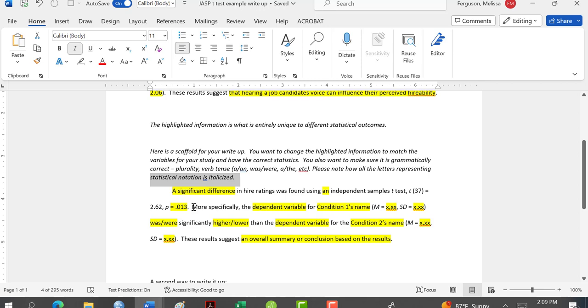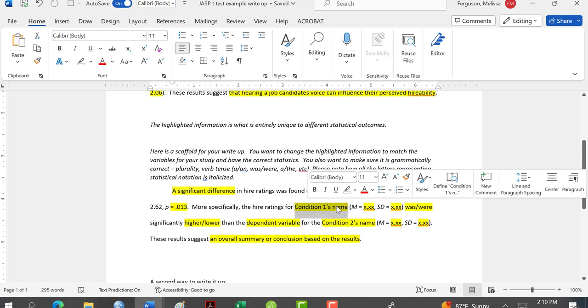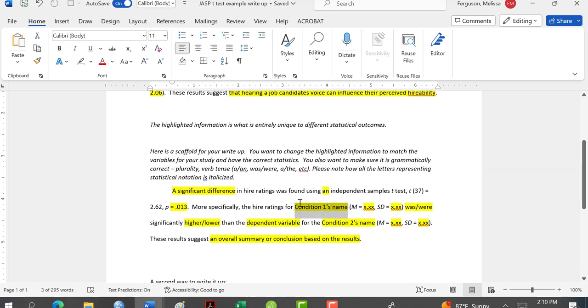Now, this next sentence is going to be telling us what those differences are and reporting the means and standard deviations. So more specifically, again, changing that to higher ratings. And we want to do condition 1's name. We said it was an audio condition, but I liked calling it a verbal job pitch instead of the audio condition. We could just say the higher ratings for the audio condition, but something that might be a little bit more descriptive would be the verbal job pitches.